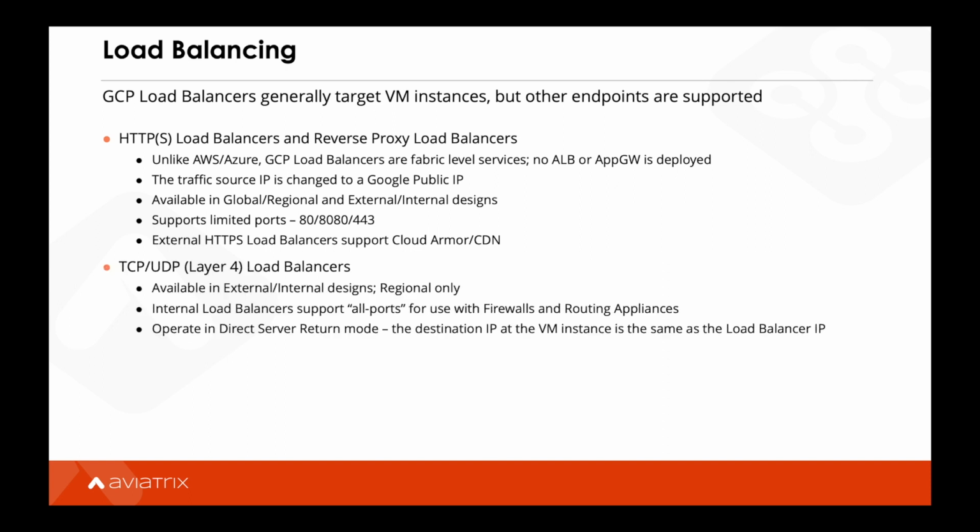Now, if you have non-HTTP or HTTPS applications, typically you would go with the TCP/UDP layer 4 load balancer. This is available for your external and internal designs, but remember, this is a regional construct. This load balancer supports all ports that you can use with your firewall or with your routing appliances.